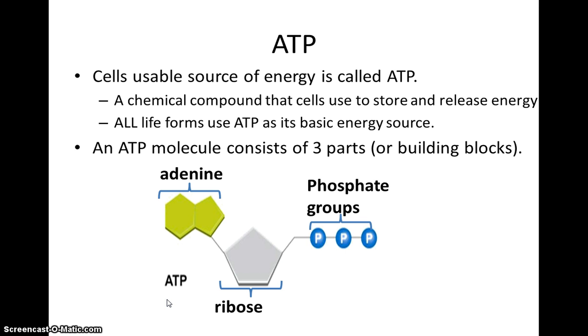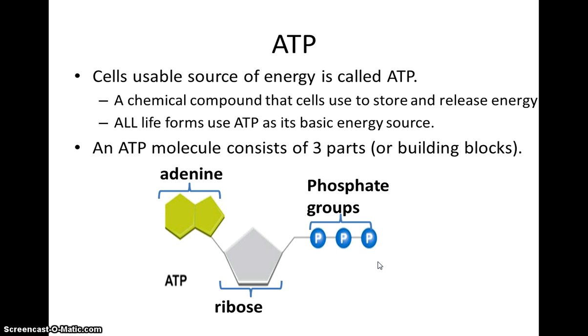So in this ATP molecule, you can see that there are 3 main parts or building blocks. The adenine, which is right here on the left, and if you recall, that's one of our DNA bases. So that's going to be attached to a 5-carbon ribose and 3 phosphate groups. So this whole molecule together forms the ATP, and this is going to be the basic energy source for the cell.